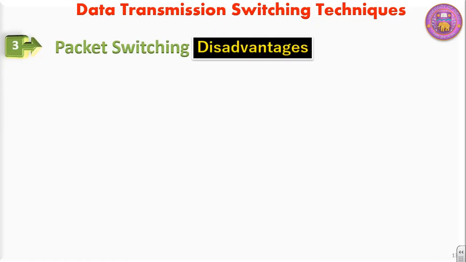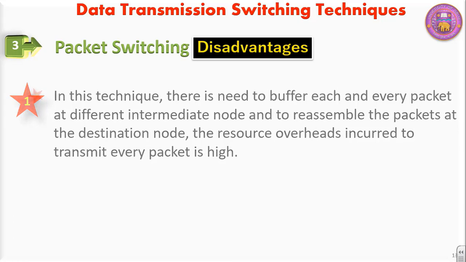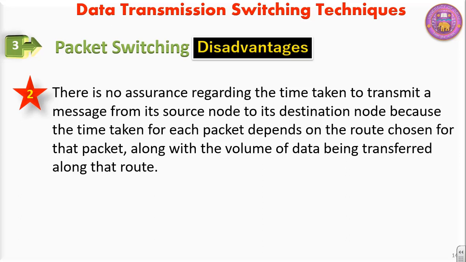Now the disadvantages of packet switching. In this technique, there is a need to buffer each and every packet at different intermediate nodes and to reassemble the packets at the destination node. The resource overhead incurred to transmit every packet is high. Second disadvantage, there is no assurance regarding the time taken to transmit a message from its source node to its destination node, because the time taken for each packet depends on the route chosen for that packet along with the volume of data being transferred along that route.